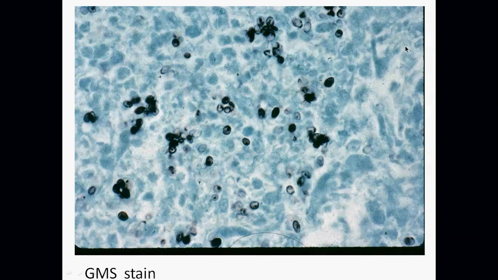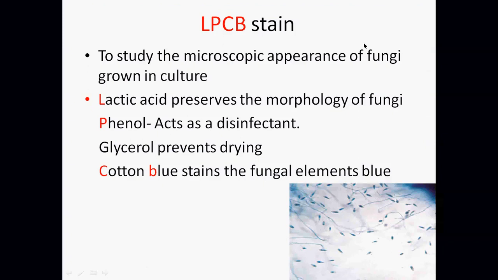Now this is a GMS stain, which I have told you shows the fungi as black colored against a green background. So all these are circular fungal structures or cells you can see in the GMS stain. So all these are histopathological stains.